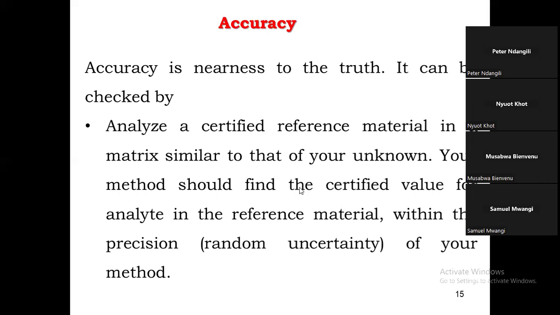That way you know that your method is accurate because it is getting results that are very similar to the standard results. Therefore, your method should find the certified value for the analyte in the reference material within the precision, and that means a random uncertainty of your method that you are using.